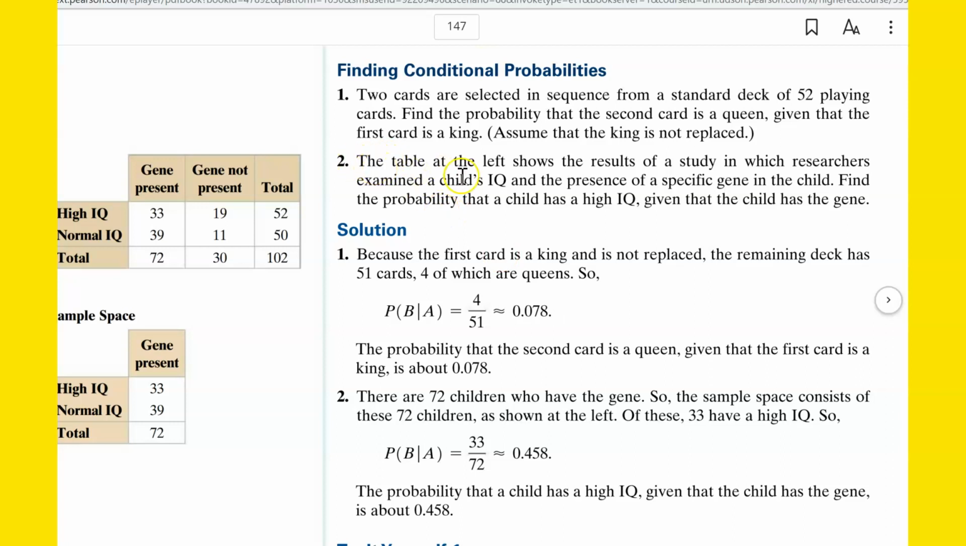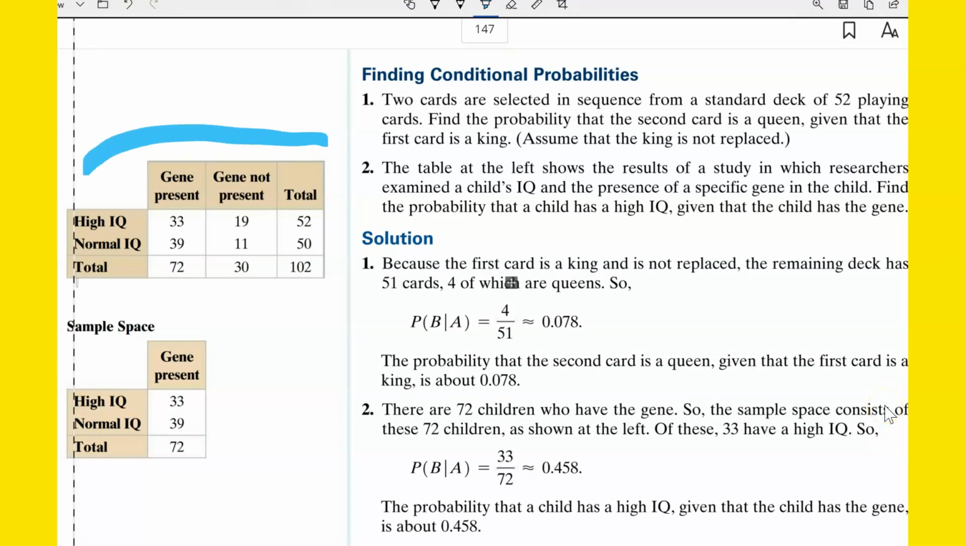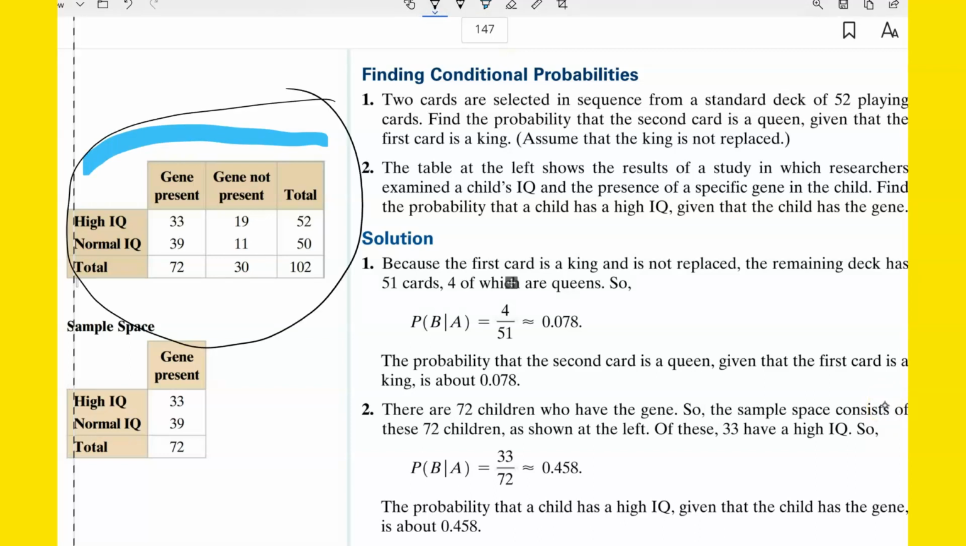All right, number 2. The table at the left shows the results of a study in which researchers examined the child's IQ and the presence of a specific gene in the child. Find the probability that a child has a high IQ given that the child has the gene. All right, so we're looking at this whole table here. And it says, find the probability that the child has a high IQ given that the child has the gene.